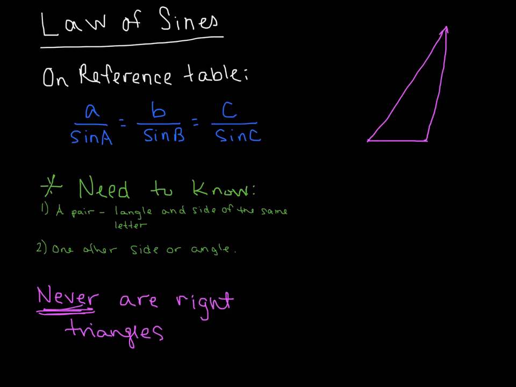When you're labeling the sides, you have to be careful because the angles are the capital letters. Opposite my angle A would be side A, which is lowercase. So if I had angle B, opposite that angle, which opens up to that angle, is side B, which is lowercase. And angle C is opposite side C.